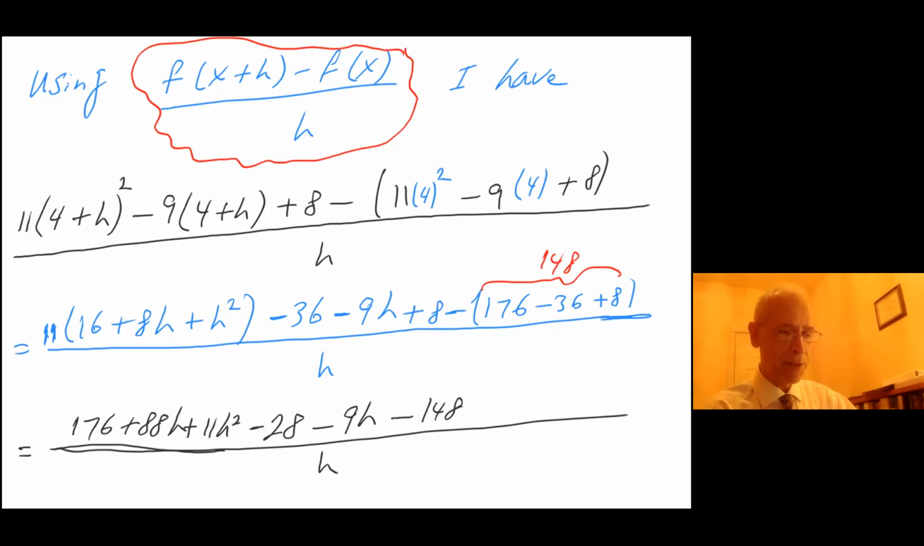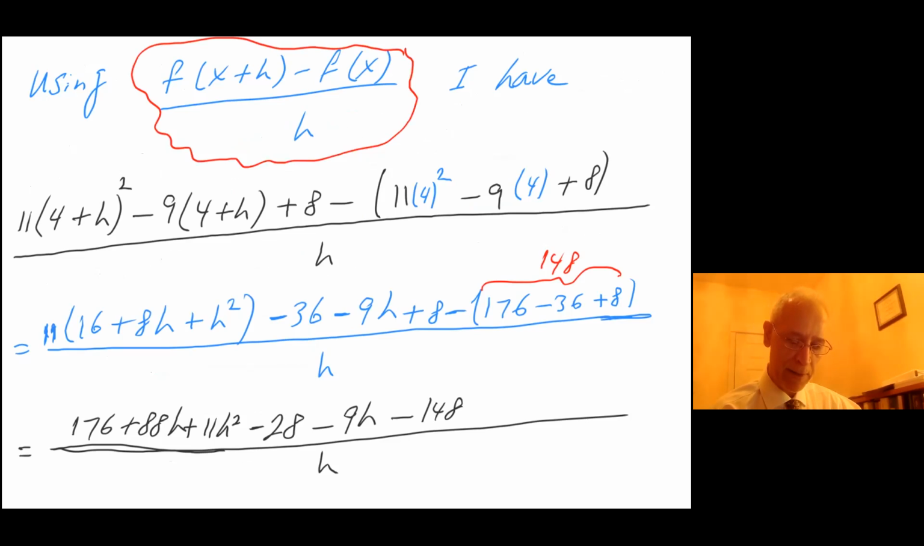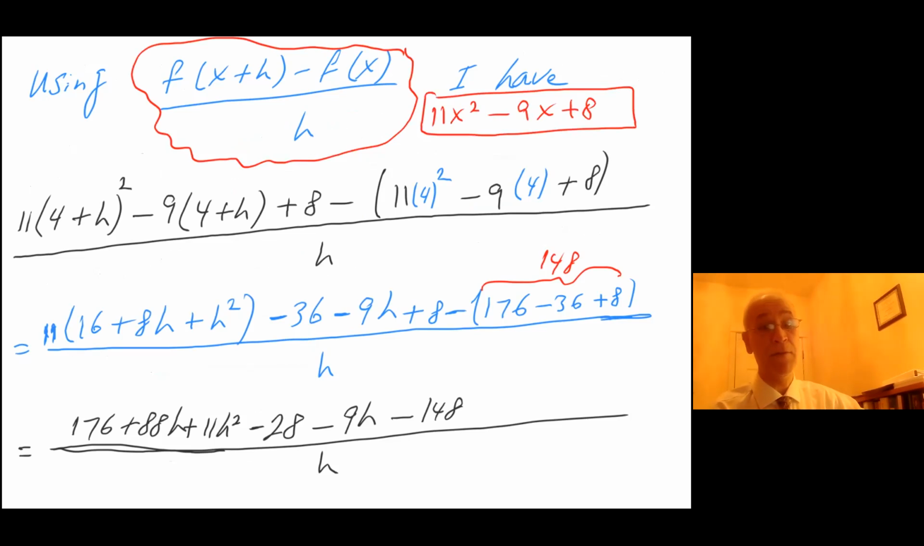All right. So we are given, remember that in page 1, right here, we said let f of x be 11x squared minus 9x plus 8. So let me write it here. And in red, we said that f of x is 11x to the second minus 9x plus 8. So that's the given f of x.